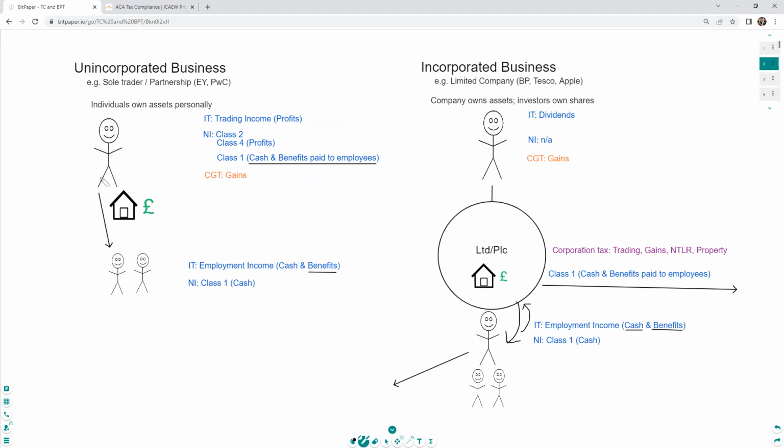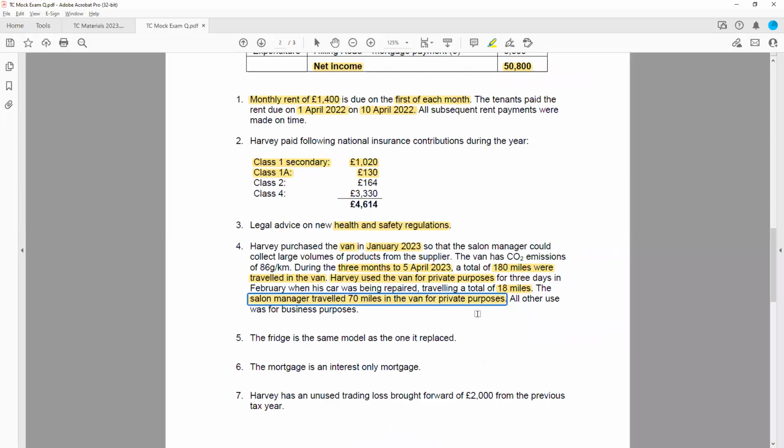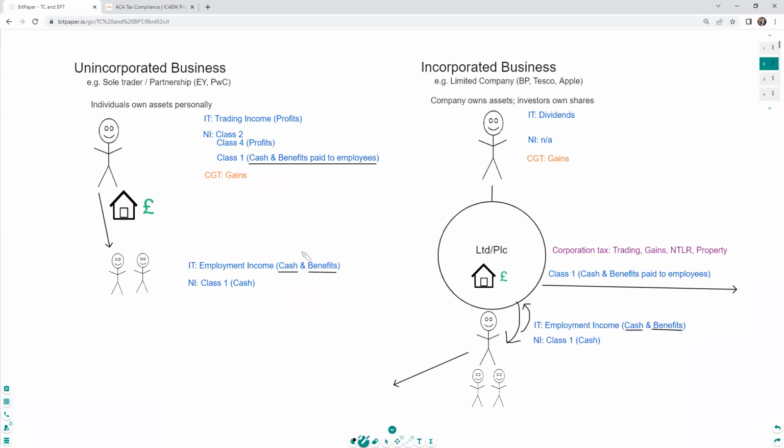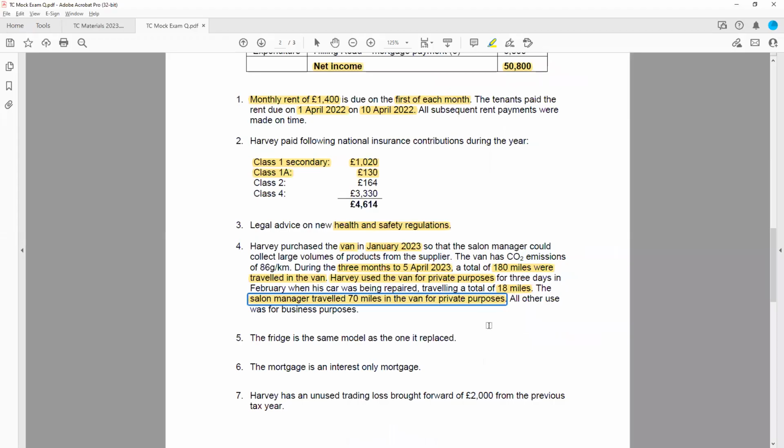But from Harvey's point of view, and from the business's point of view, even though the salon manager uses it for private use, that's still business use. So if you own assets and you've given them to your employees for private use, that's effectively part of their remuneration. So that's very similar to the wages and salaries. He paid the salon manager cash, and as one of her benefits, she can use a van for private use. But from the business's point of view, that's all a business expense, because you're just paying your salon manager some cash, and you're paying your salon manager effectively a benefit, saying, look, use one of our assets for private use.